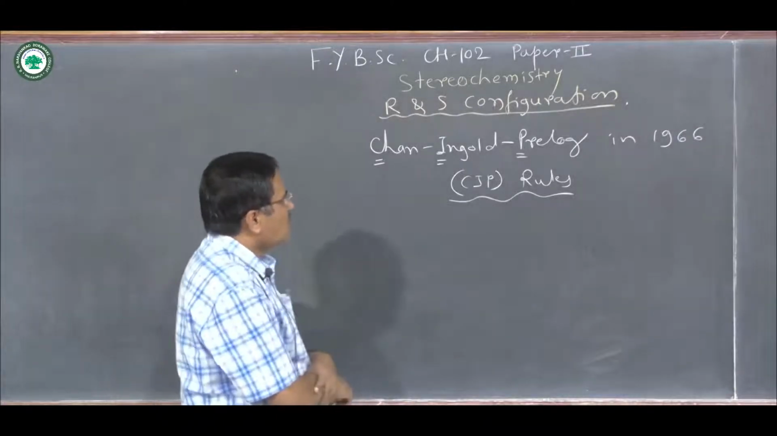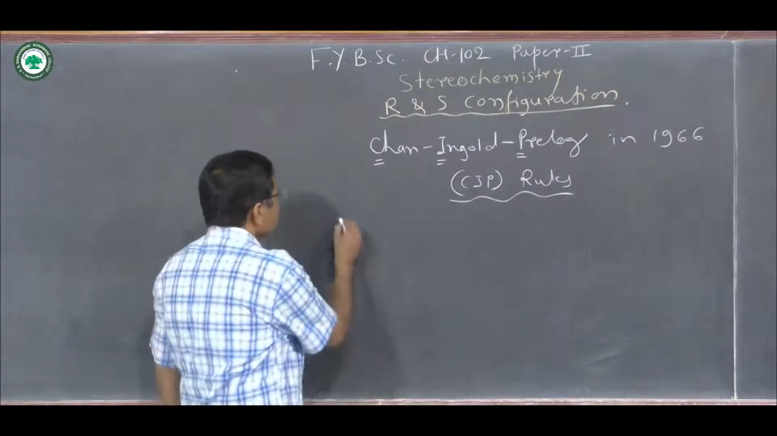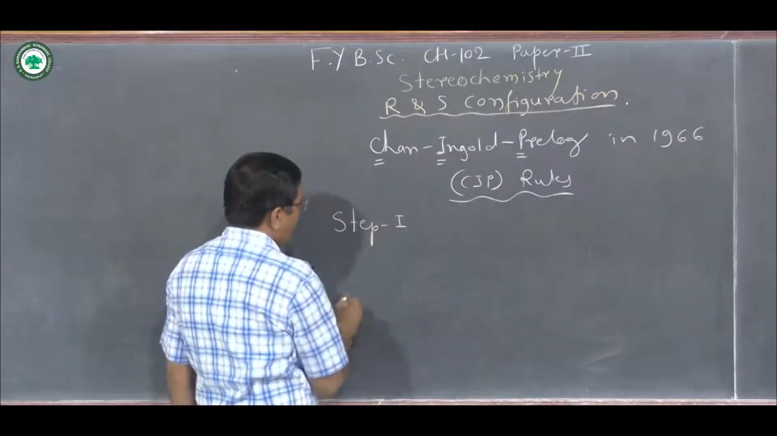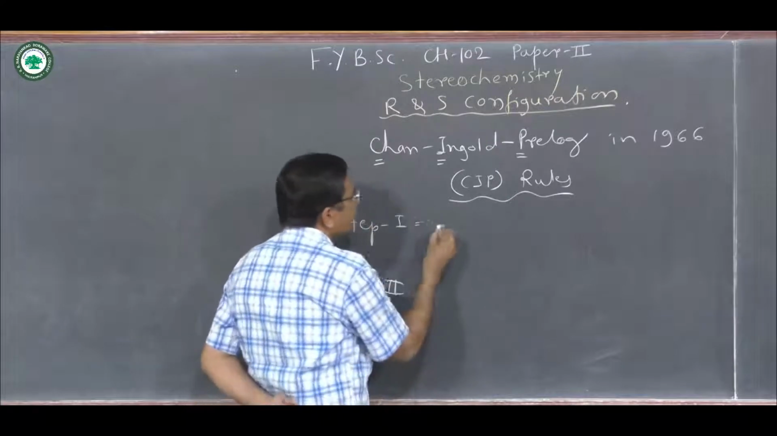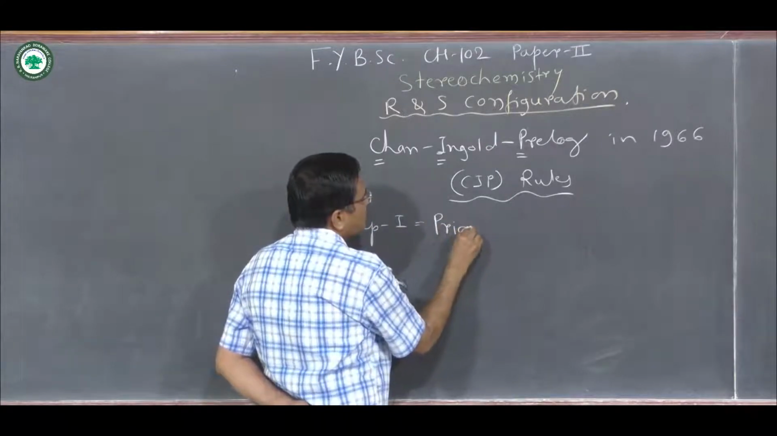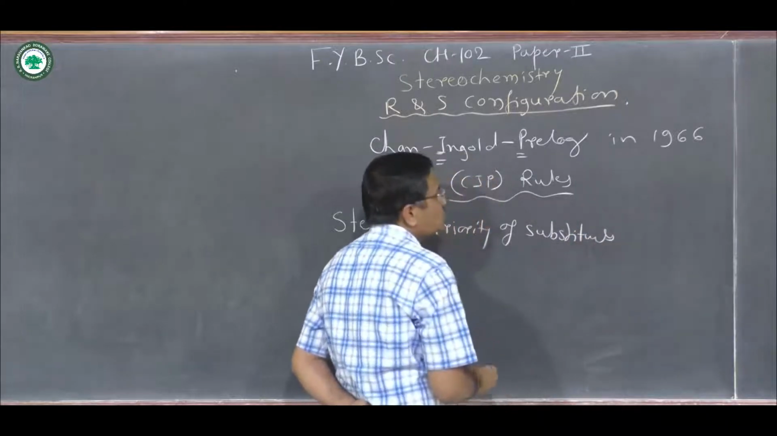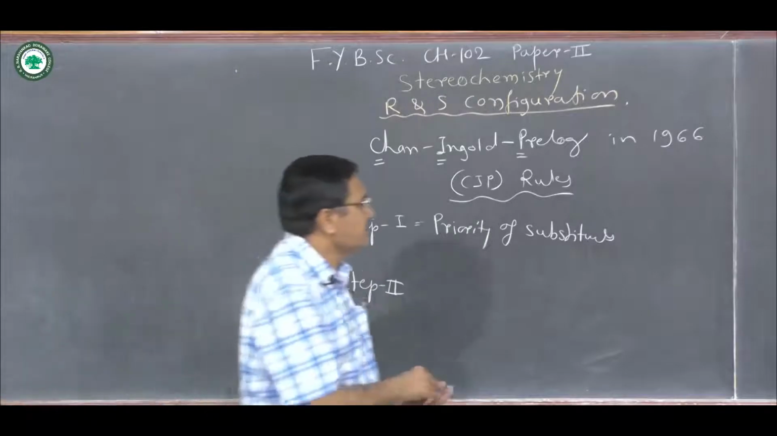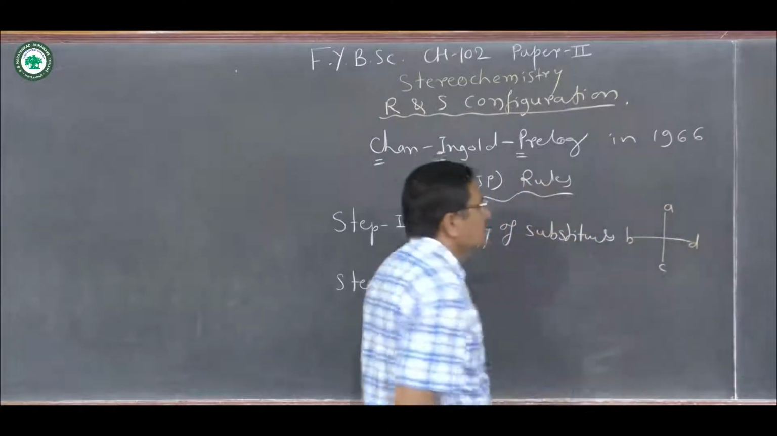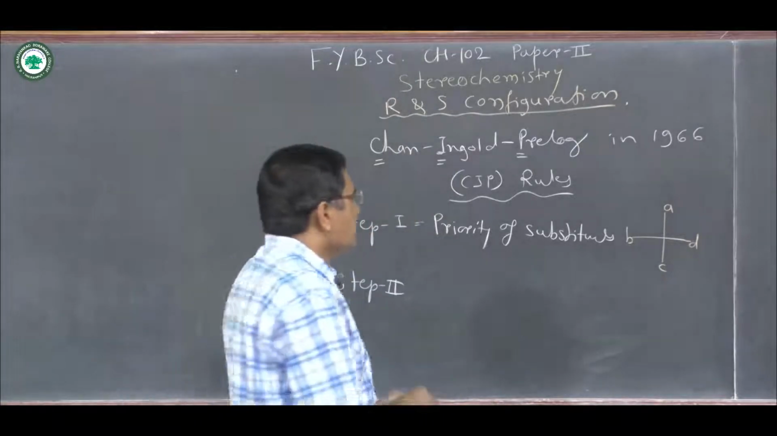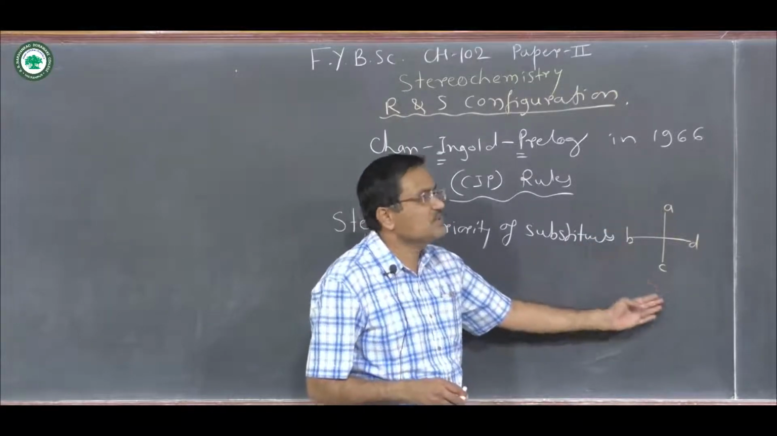With the help of these CIP rules, there are two steps. Step first and step second. In step first, we decide the priority of the substituents which are attached to the chiral center. Suppose you consider the representative example here, suppose here A, B, C and D. Then with the help of these CIP selection rules, we decide which one has the highest priority, second priority, third priority or last priority.